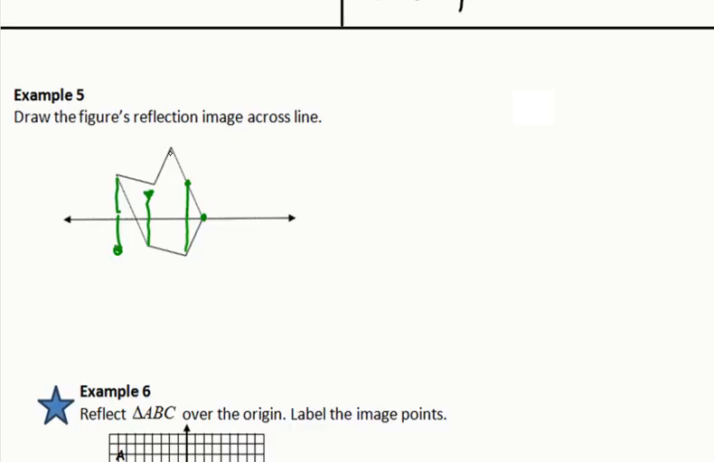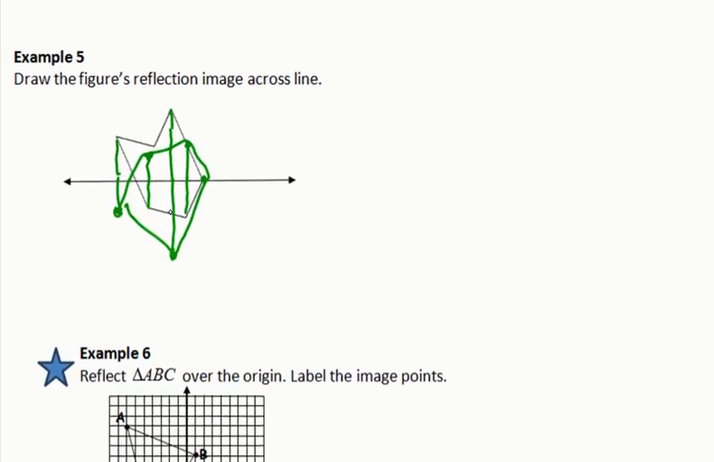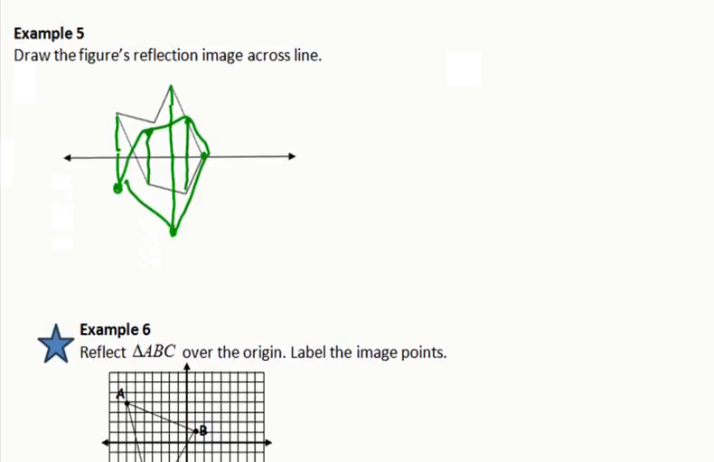And again, I am estimating. You could totally use a straight edge or a ruler and get this pretty exact if you'd like to. But for right now, here's my shape. That's not bad. Definitely could be better though. So that's my shape. That was an estimation for me. Remember, the points just have to be the same distance from that line of reflection.